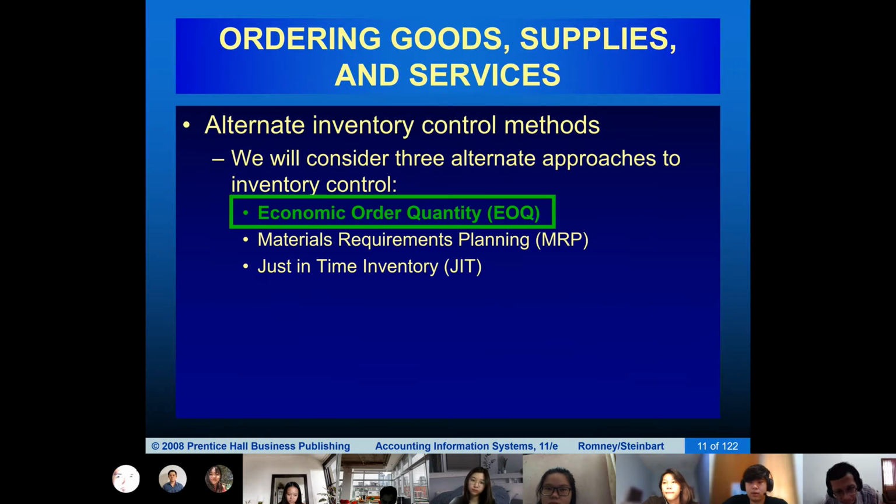So there are three methods to control our inventory. First, economic order quantity, this is the old method and has been replaced by the other two: materials requirements planning and just in time. Okay.